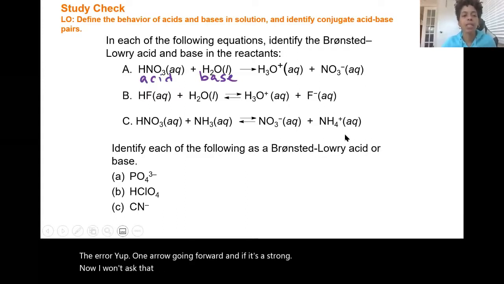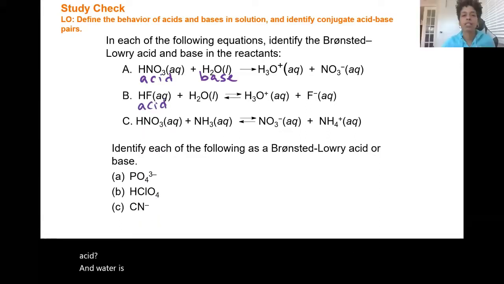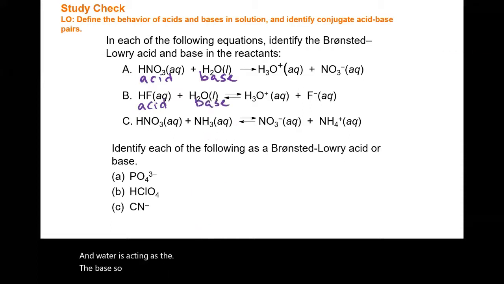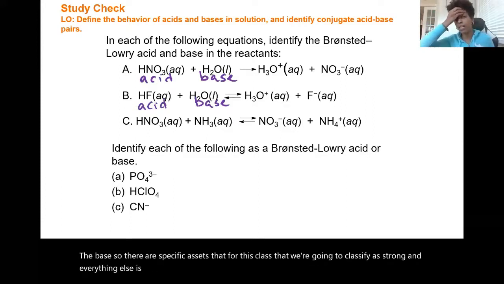All right, let's look at B. HF plus water, which one is acting as the acid? HF. And water is acting as the base. So there are specific acids that for this class we're going to classify as strong, and everything else is weak. And we'll get to that in a minute.